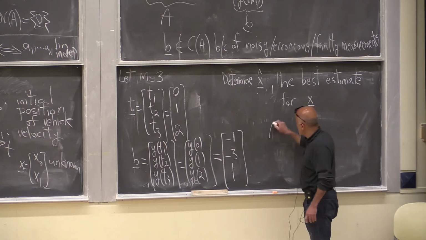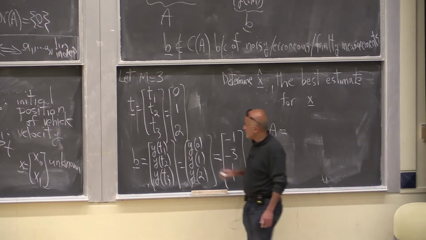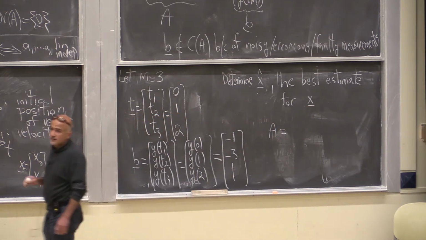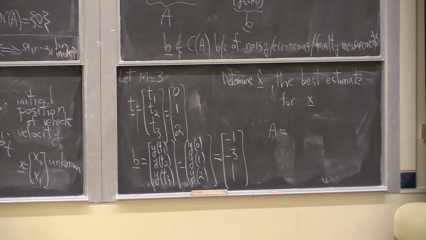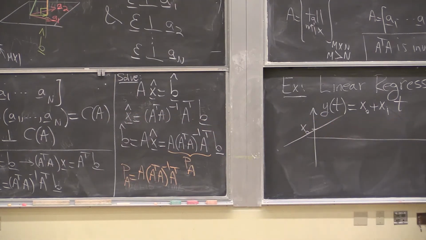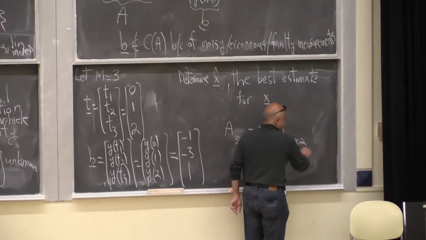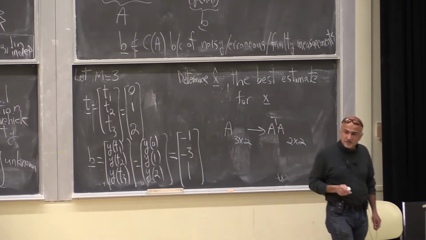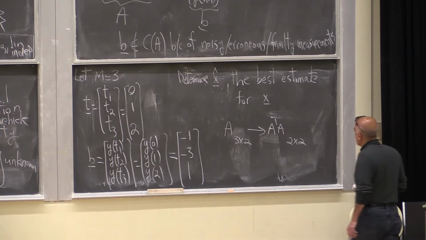So construct your A matrix for the particular numbers I gave, and do that. What's the size of A transpose A? A is what? 3 by 2. So A transpose A is what? 2 by 2. And you know how to invert 2 by 2 matrices. Okay, go for it.